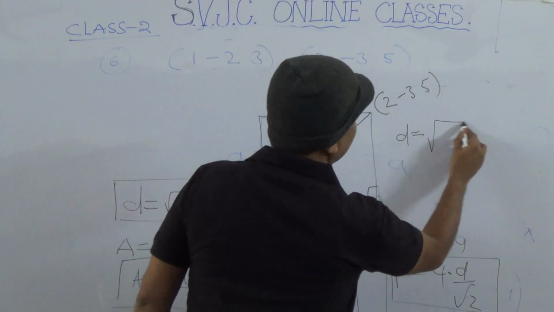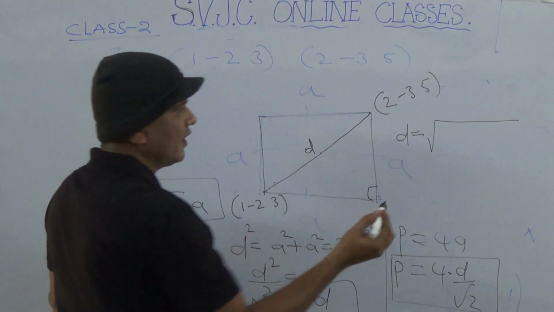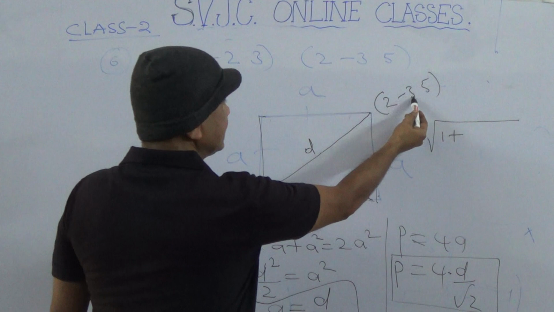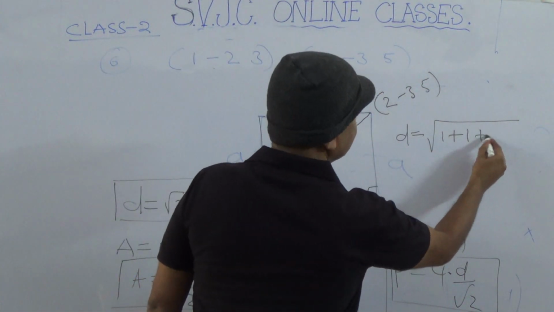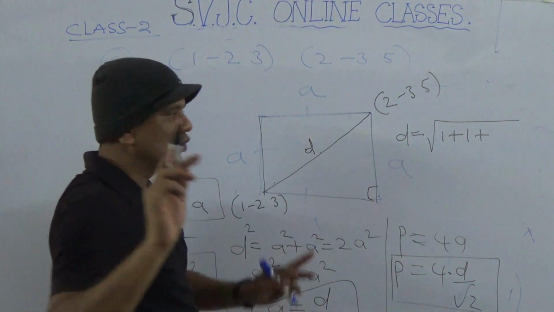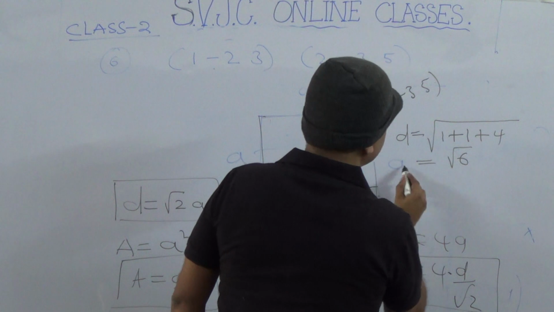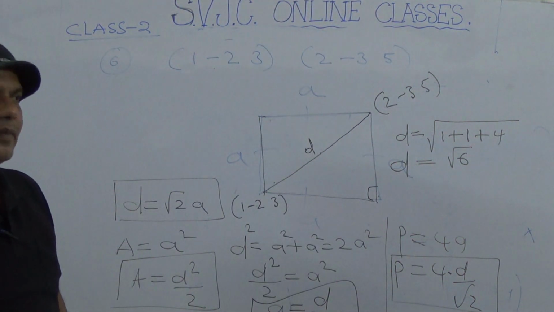Now that is equal to under root of (x2 minus x1) whole square plus (y2 minus y1) whole square. That is, (2 minus 1) square is 1, plus (5 minus 3) square, which is 2 square equal to 4. That means the length of the diagonal is equal to root 6.